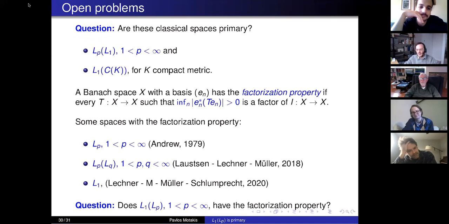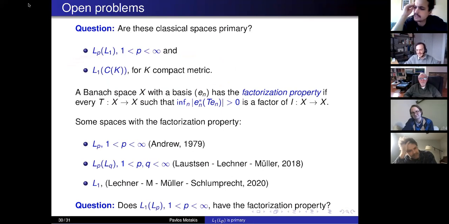Okay. And the one that is more near to our approach is the one of C of K. So L1 of C01 or L1 of C of K, where we have some problems and it doesn't work, but there is some hope that you can overcome just a few things and make it work.